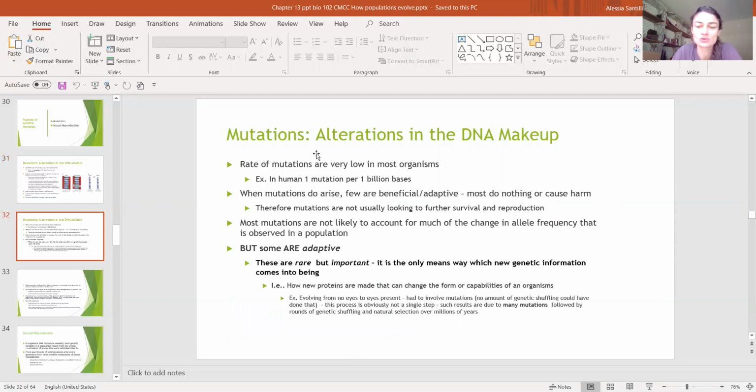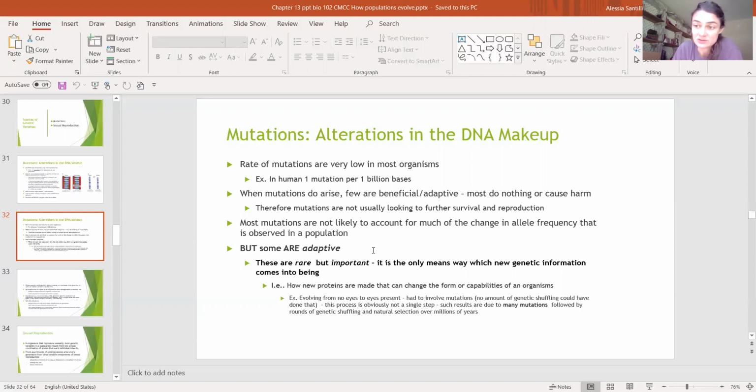Okay, so the rate of mutations is actually quite low, and this is a good thing because most mutations aren't good for us, right? But some mutations that do arise are beneficial, and these are the ones that do not cause us harm, and they're the ones that help us with survival and reproduction, and therefore help us evolve and adapt. So most mutations are not likely to account for much of the change in allele frequency that is observed in the population, but some are adaptive. This is rare, again, but they're important.